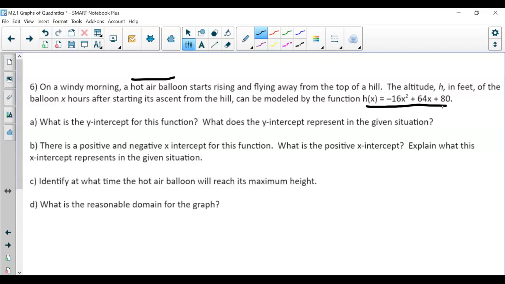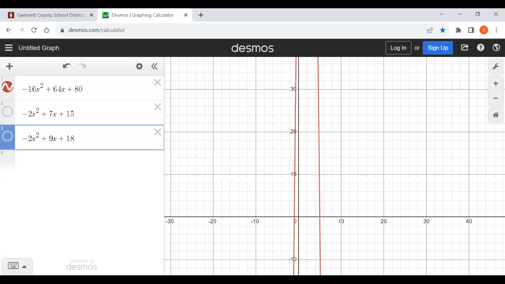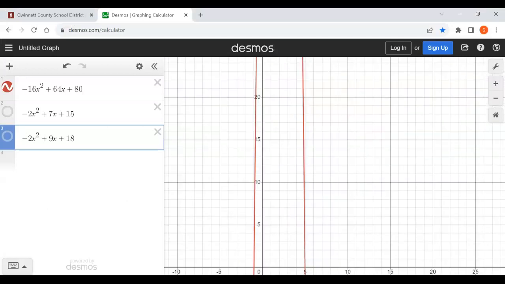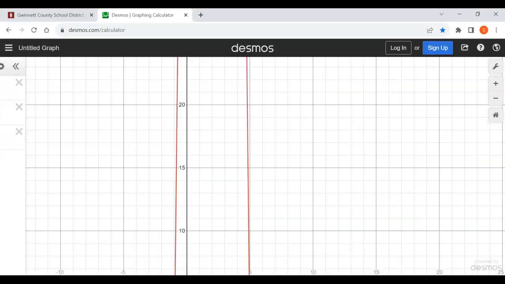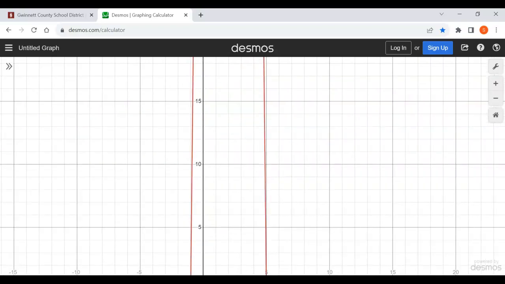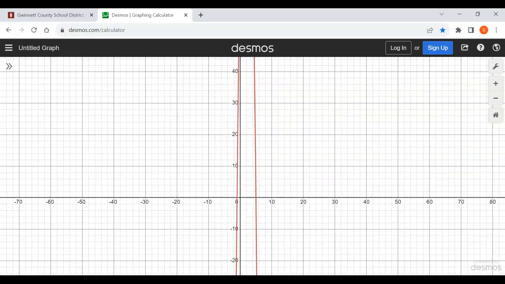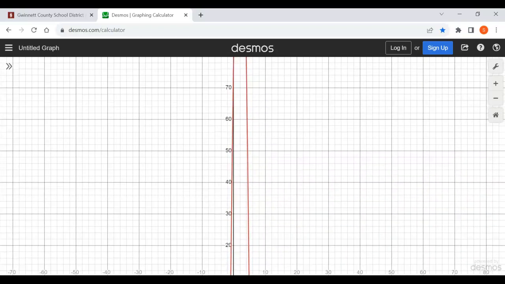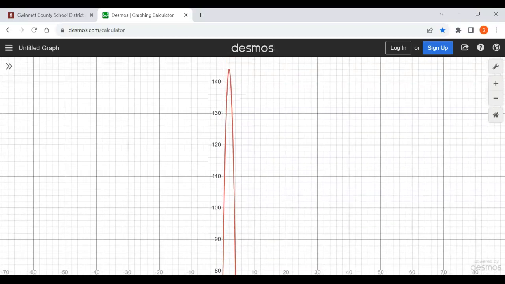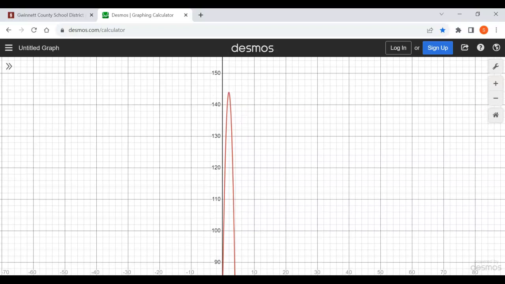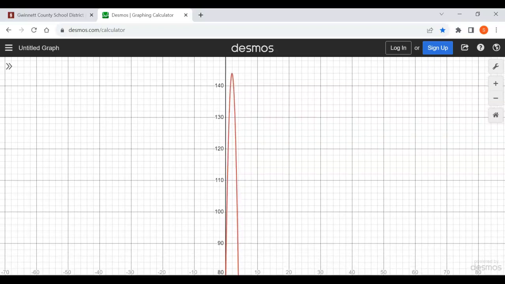And so your graph could look a little something like this. So like you can zoom in, you can zoom out so that you can see it. But notice how it's very tall, very skinny, right? Now, notice how there's your maximum. See, at 144. So there's our maximum, there's our vertex.